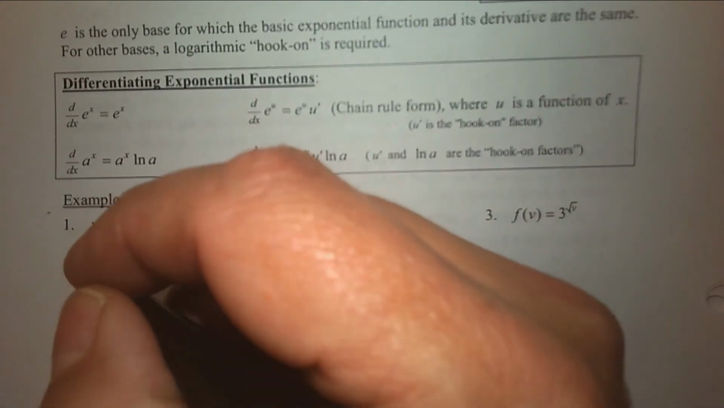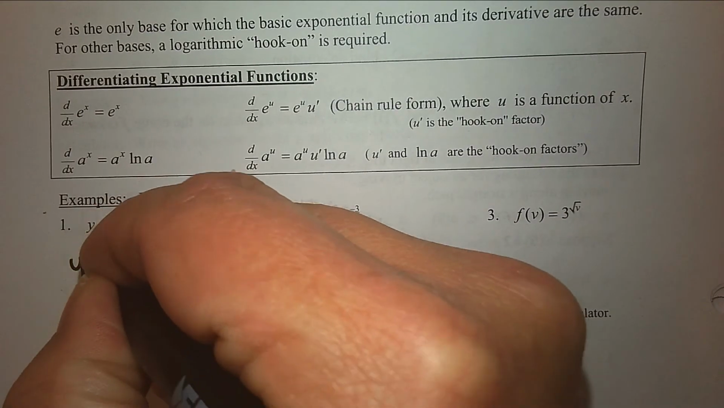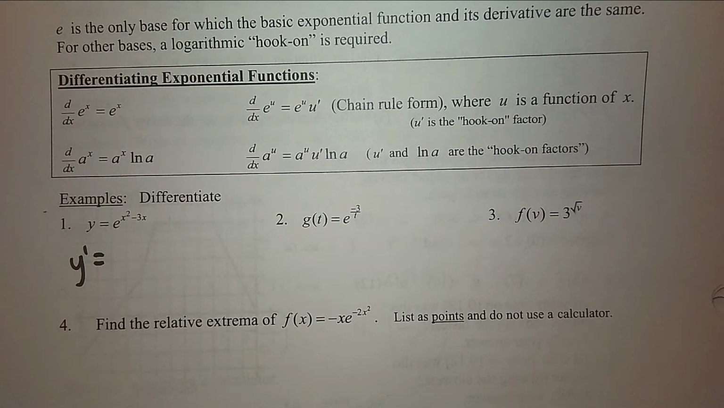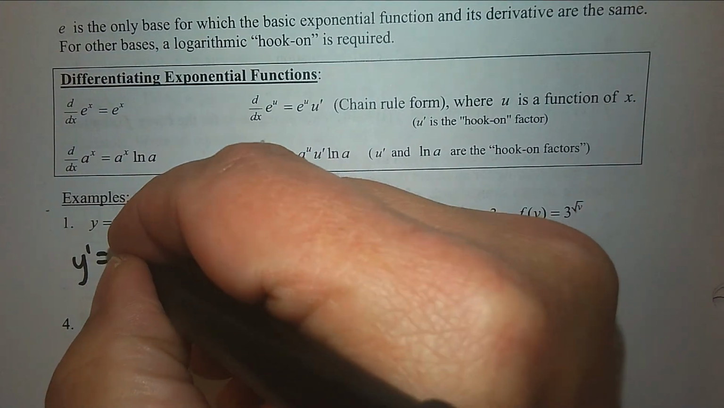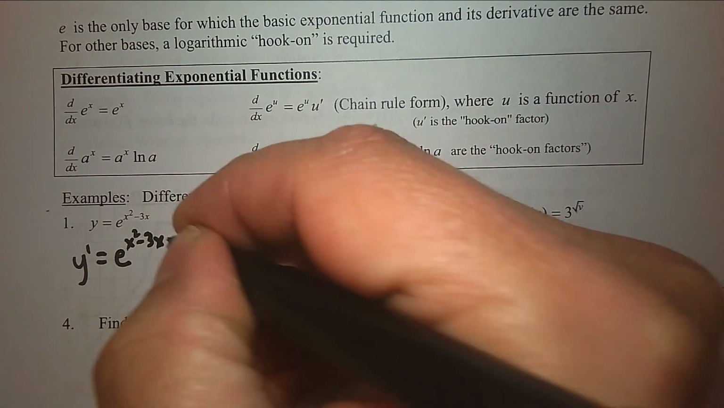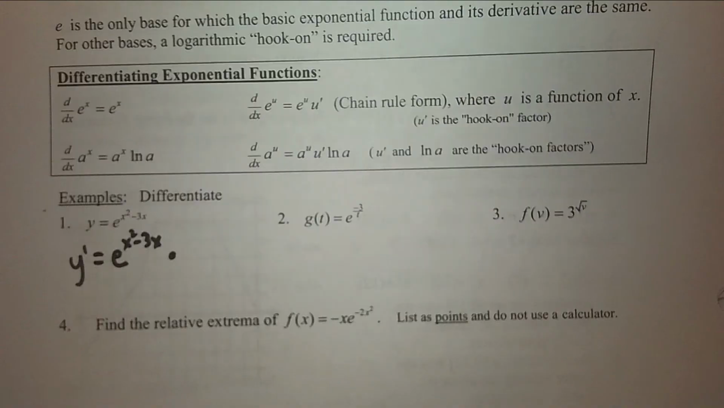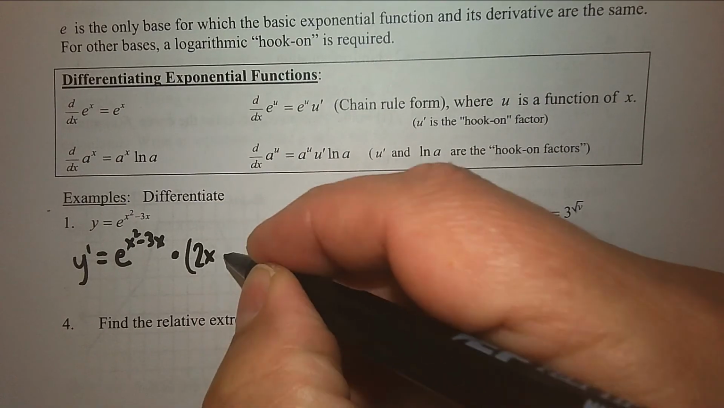Good. Can you write dy by dx? Could you go y prime? Why not? What's the derivative of e to the x squared minus 3x? That'd be e to the x squared minus 3x. When you take the derivative of the exponent, what do you get? 2x minus 3. Done.